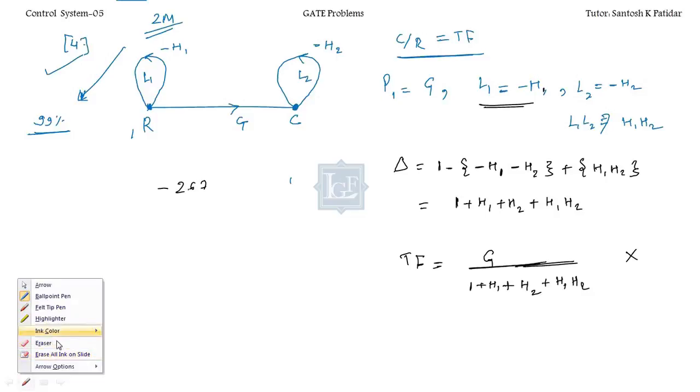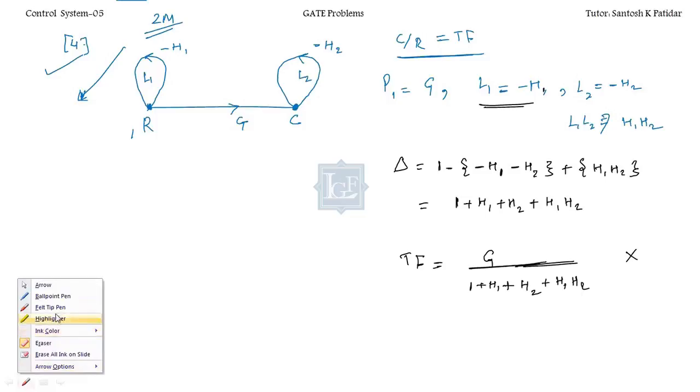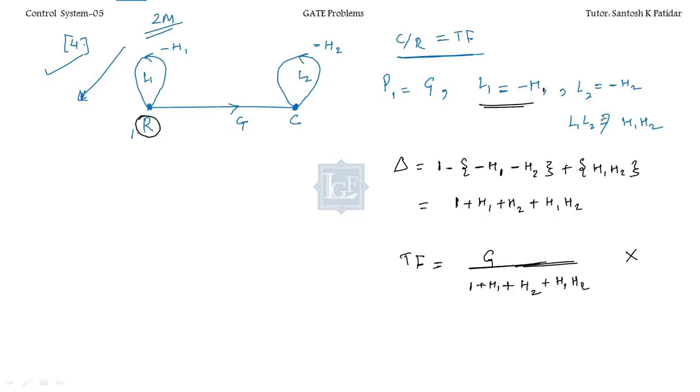Okay friends, how is this wrong? Wait a minute, I'll tell you. First check yourself. Wait a minute, let me erase this. So did you get the answer? No? So please check it. Where is the problem? See, is this an input node?